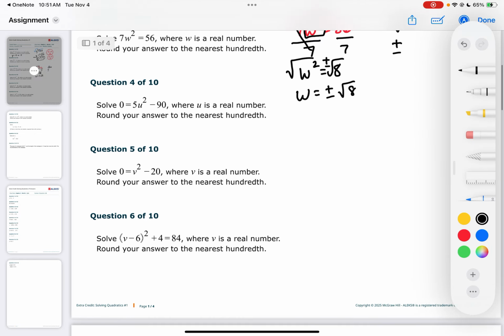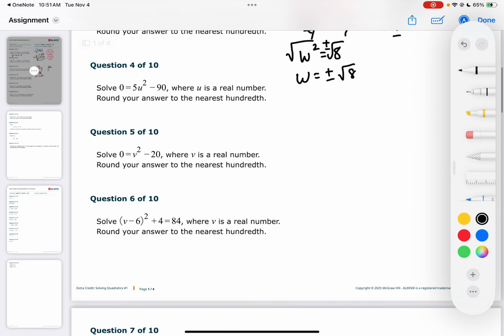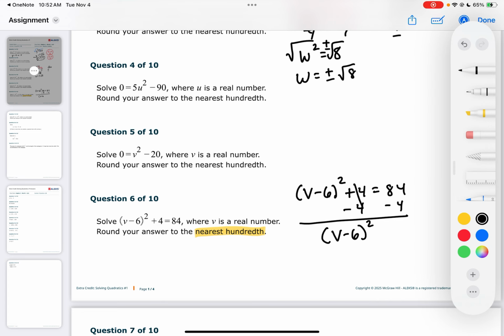Okay, let's do number 6. Okay, what if we have (v minus 6) squared plus 4 equals 84? Okay, so again, Alice is going to have you round to the nearest hundredth, but I'm going to show you the radical answer because that's actually the most accurate answer. All right, so we're going to take away 4. I'm left with the quantity (v minus 6) squared.